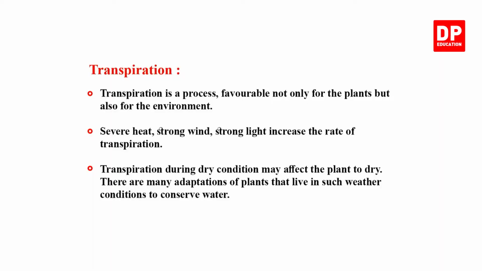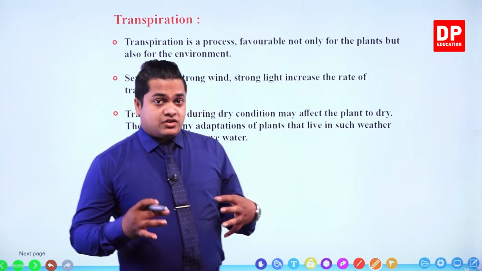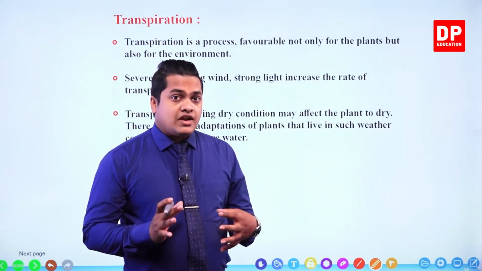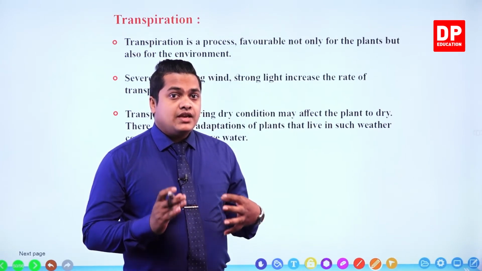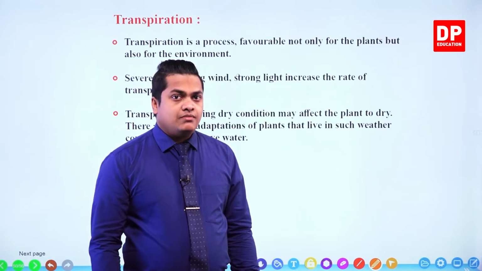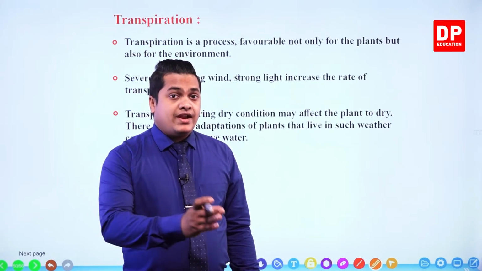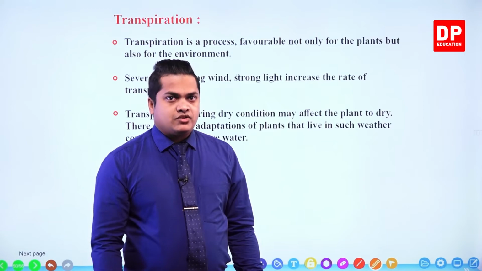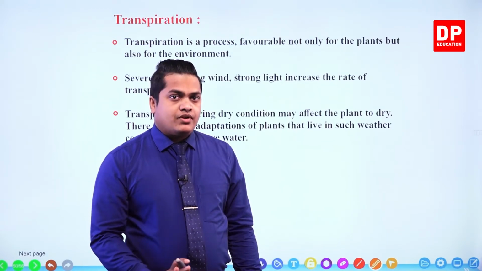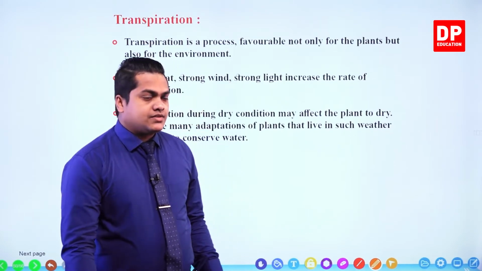Transpiration is a process favorable not only for the plants but also for the environment. So I told you that for the survival of the biosphere also, transpiration is a very important biological process which occurs within plants. It helps to maintain the water cycle in our biosphere. So it is a very important process carried out by plants.